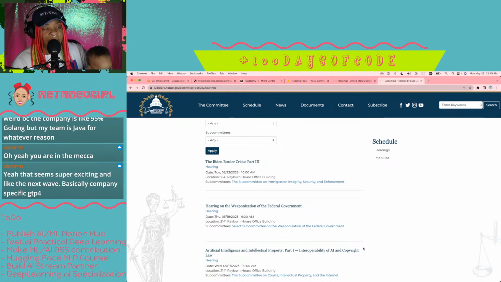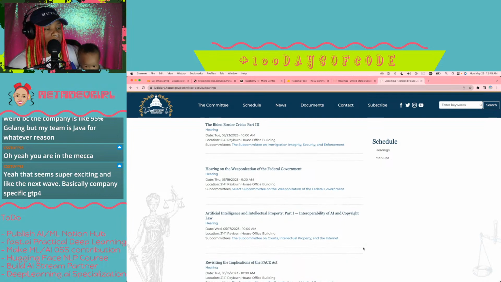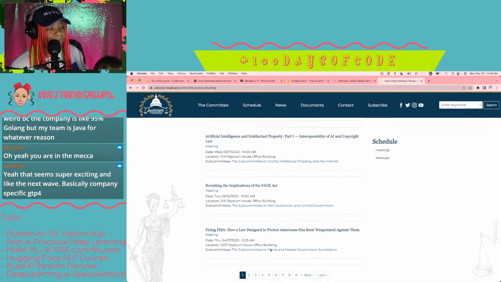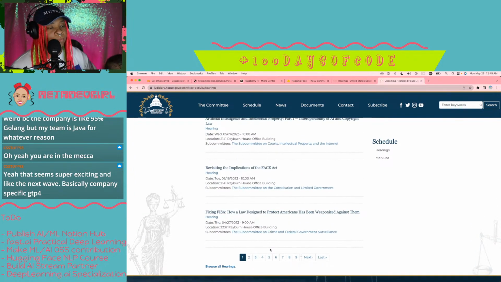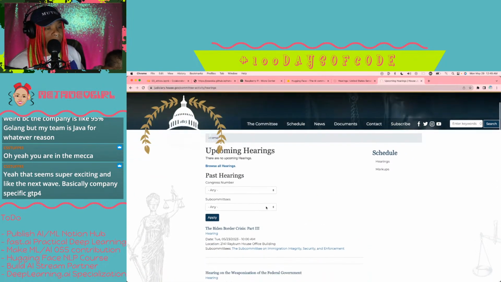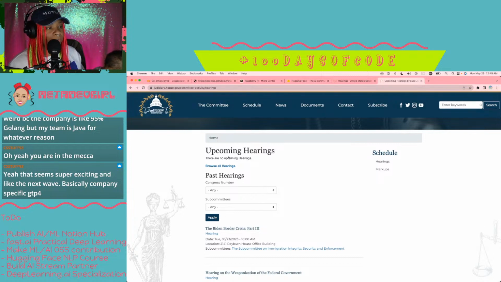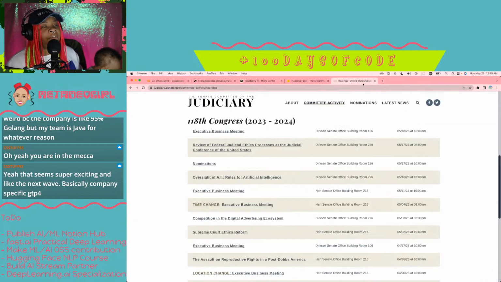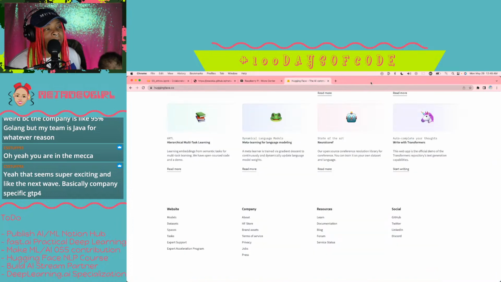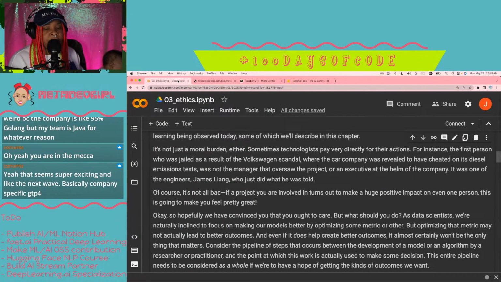Hearing on the weaponization of the federal government. This one, okay, so this was the last one. We saw this one already. And then they don't have anything scheduled for upcoming. So, yeah, I'm going to try to keep an eye out for that, because I want to keep up with the regulation hearings that are going on.